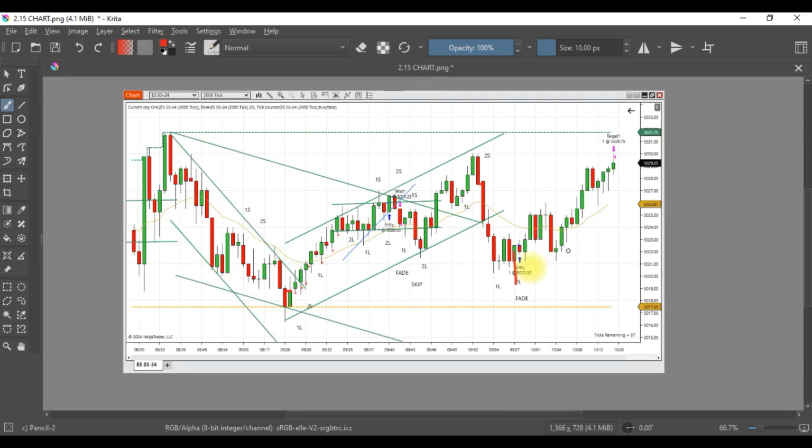Okay, any questions with this chart? Really great winner here, by the way. No questions. Good to go. We're on to 26.